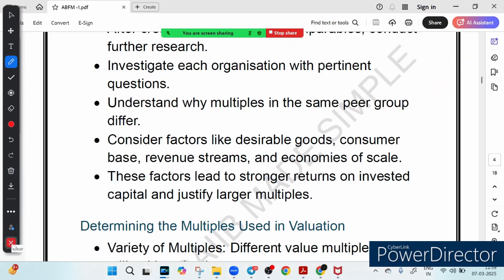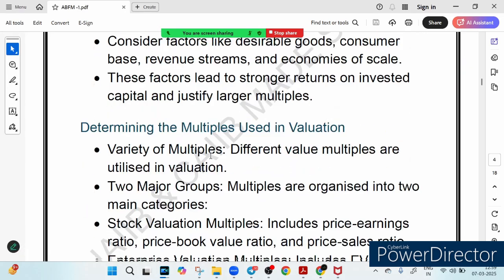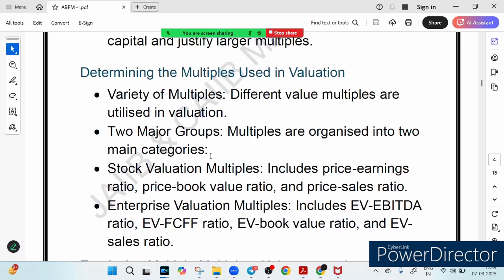So this is how we do the valuation of the company. This is how relative valuation is done, right? A comparable business is identified. Now, what are the factors which play a role? We have just discussed that.